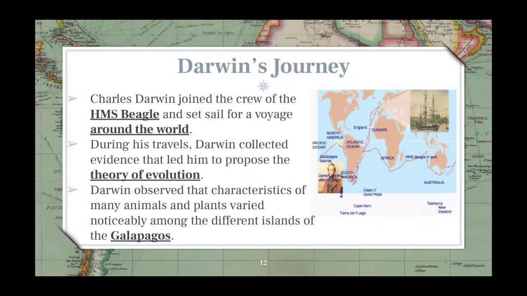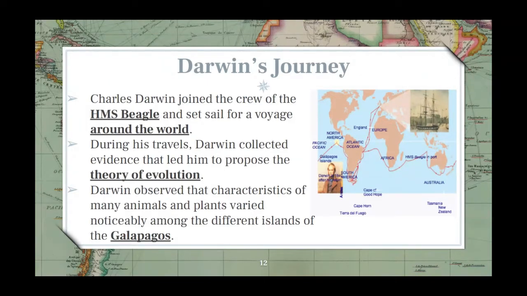Darwin's journey. Okay, so we know that Darwin is the father of evolution, and we know that he published a paper with all of his findings. But how did he get those findings? So he joined a crew on the HMS Beagle and set sail for a voyage around the world. So he went all over. And during his travels, he was collecting evidence, organisms, taking observations that led him to propose the theory of evolution.